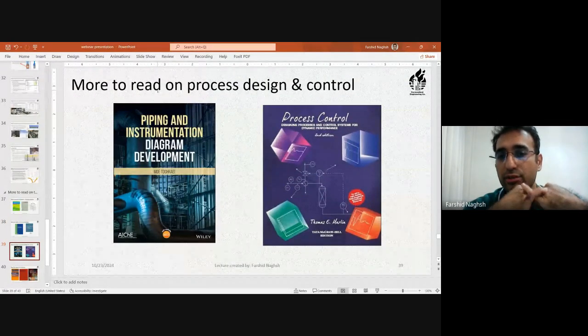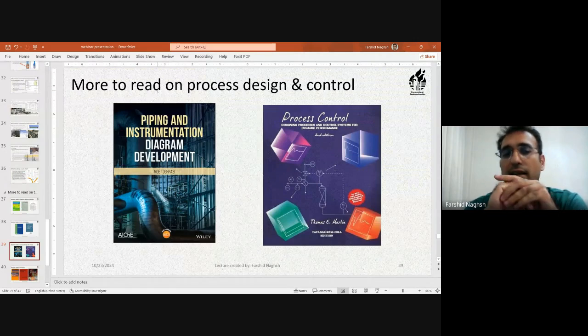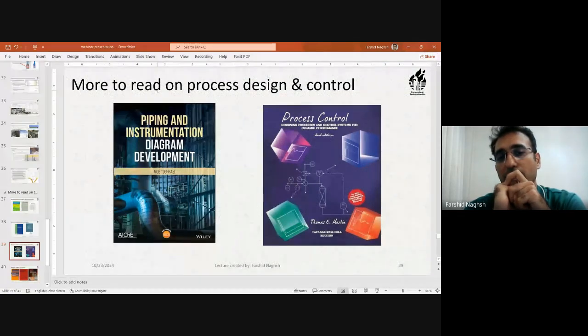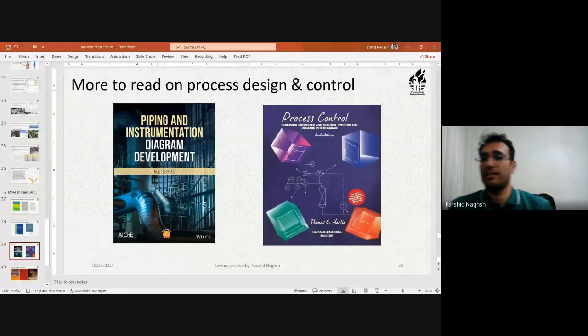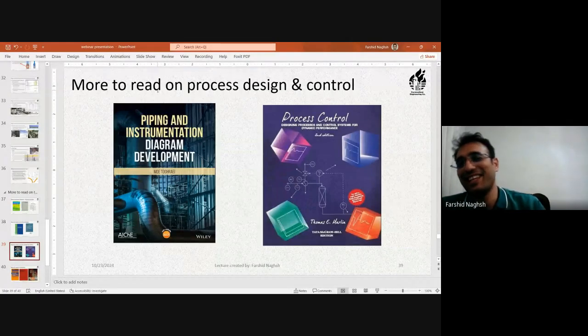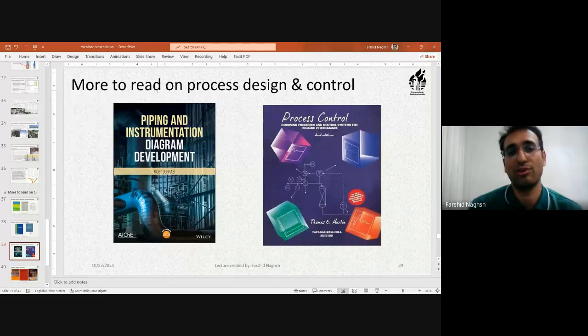Also, if you are interested in the process design and how to control that process, there are two very good books: Piping and Instrumentation Diagram Development by Mr. Moto Brai. Unfortunately, he is not currently in Iran, but the book is gorgeous, and for any process engineer, I think it's a must read. And also, one of the hardest books I've ever read is Process Control. It's a very big book by Dr. Marlin, and it has a lot of good insights on how to control heaters, different heaters in different scenarios.